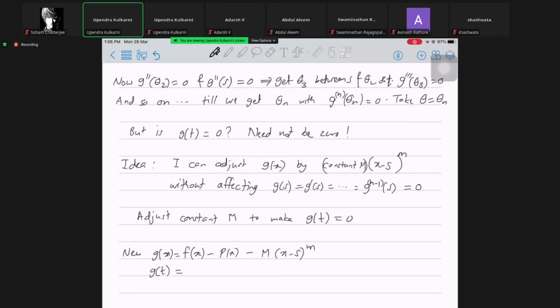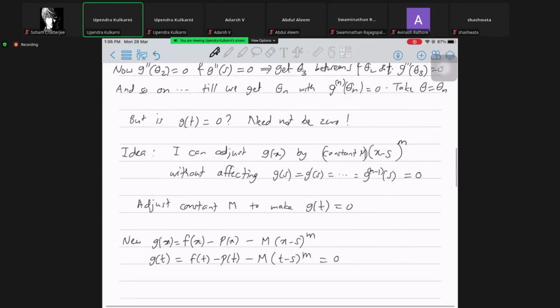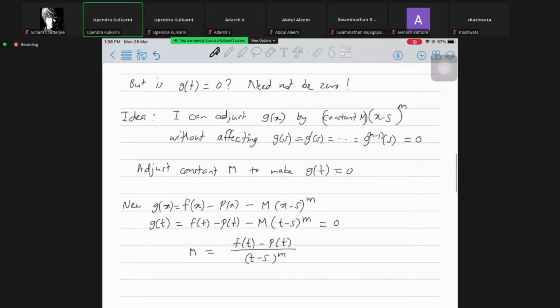So what is g of t? f of t minus p of t minus m times what? (t minus s) to the small m. And if I want this to be 0, then whatever m turns out to be, that is the value that I want. So let's just see this. Let's just take m to the other side. So I will get f of t minus p of t divided by (t minus s) to the m. Everything works now, and everything is beautiful.